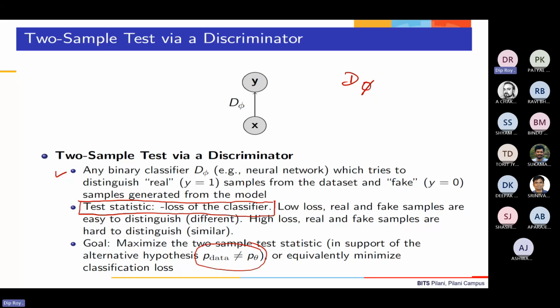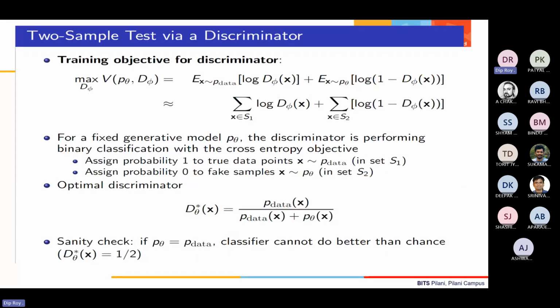Okay, this is the discriminator. Now, the key subtle change here is that because we are trying to prove the alternate hypothesis, that is P data is not equal to P theta, we are going to take the negative loss of the classifier as our test statistic. Okay. And why do we do that?